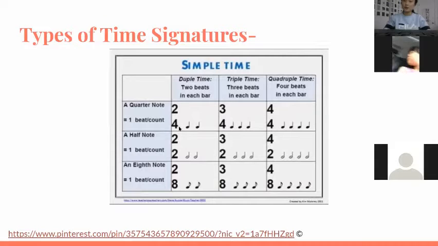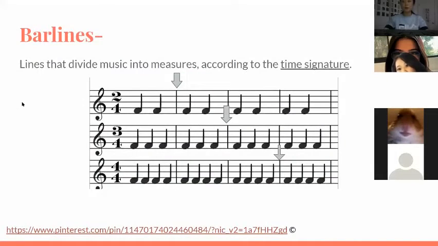So for 2/4 time, since it says 2, there's going to be 2 quarter notes per measure. And if it says 3/4 time, there's going to be 3 quarter notes per measure. And then 4/4 time, since there's 4 on top, it says 4 quarter notes per measure. Okay? Now we're going to talk about bar lines.